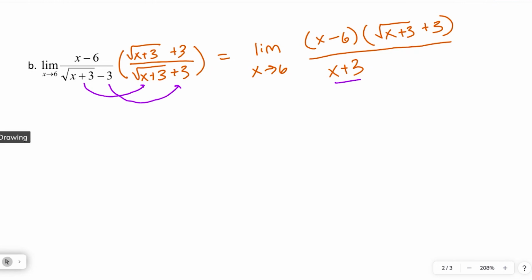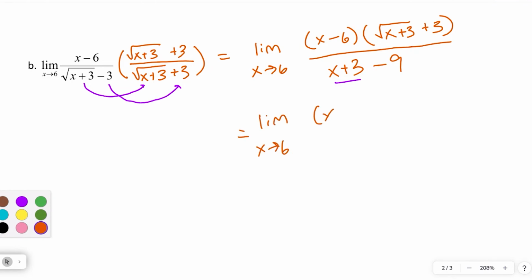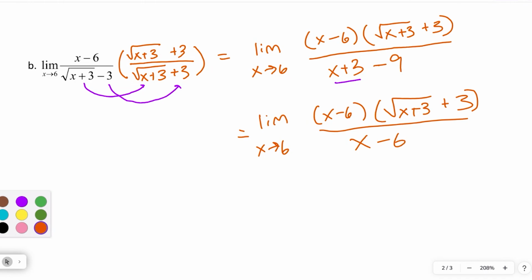So I am going to simplify that denominator, leaving the numerator as it is. Trying to get that to be red. Bear with me here. So it's going to be a minus 9 there. So this will equal the limit as x approaches 6 of (x minus 6) times (the square root of x plus 3), all over x minus 6.